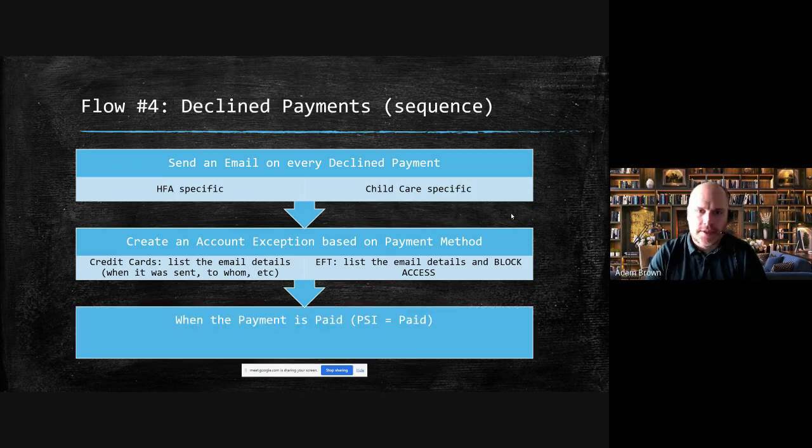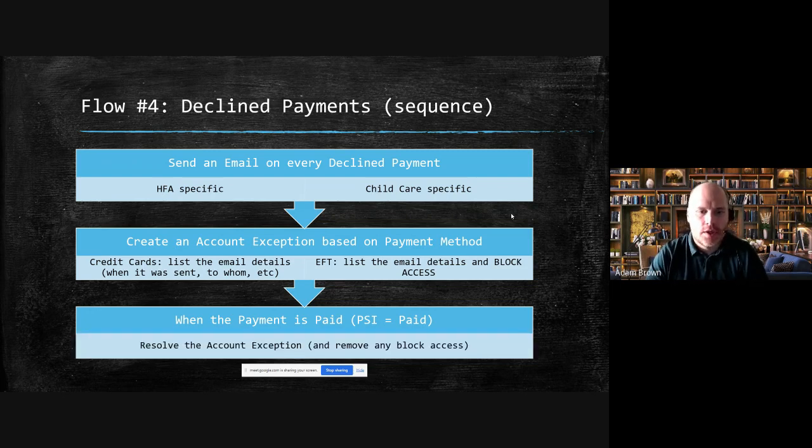The last piece, or the last flow that interacts with this system, is actually pretty clever and helps to clean up this whole sequence. So when the payment is paid, when they've actually paid this declined payment, we have a flow that resolves the account exception, so it disappears, and it removes any block access.